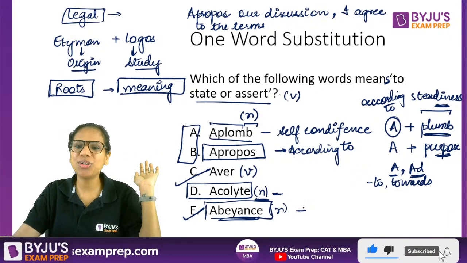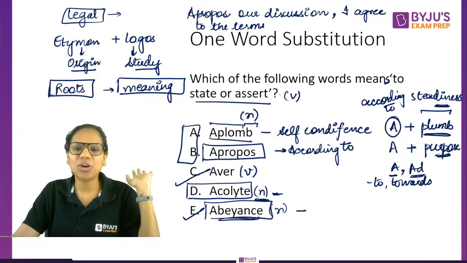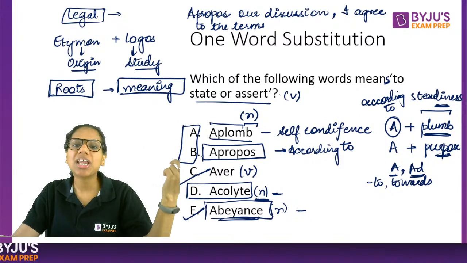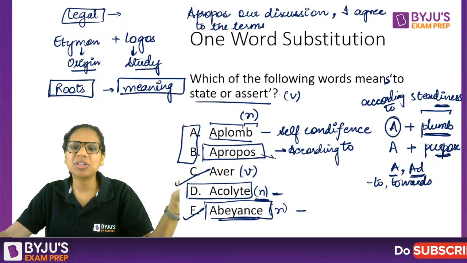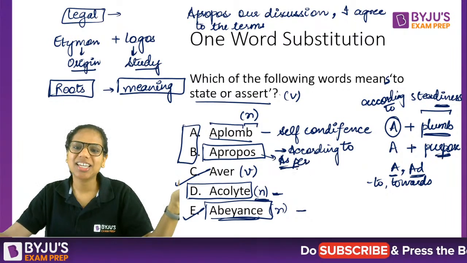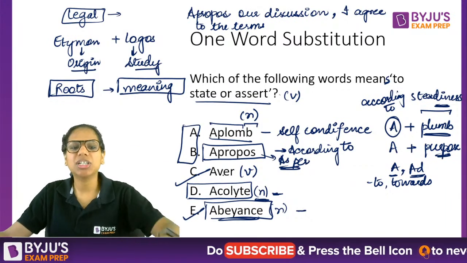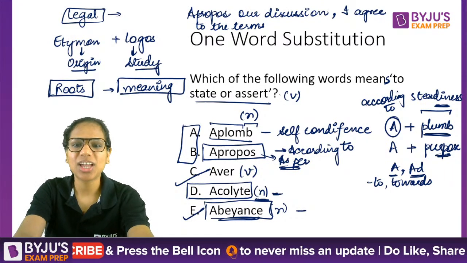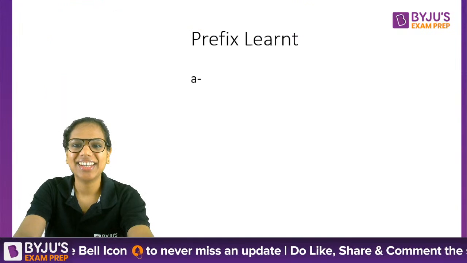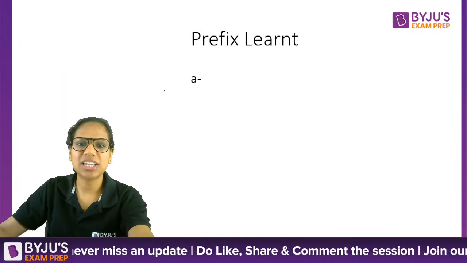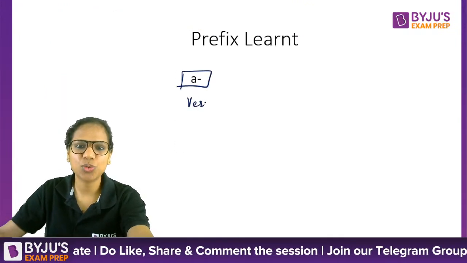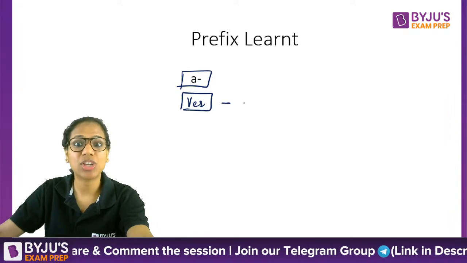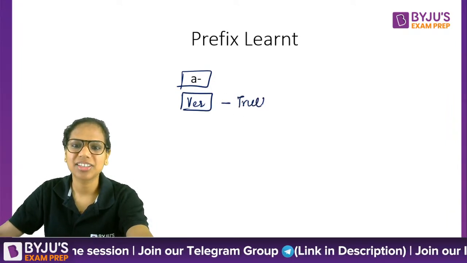Again, it's a noun. Noun, noun, noun, right? Apropos means as per, or according to. Aver means to state, right? Okay, so this is the prefix that we have learned. We have also learned what ver means. Ver, veritas, it means the truth, right?